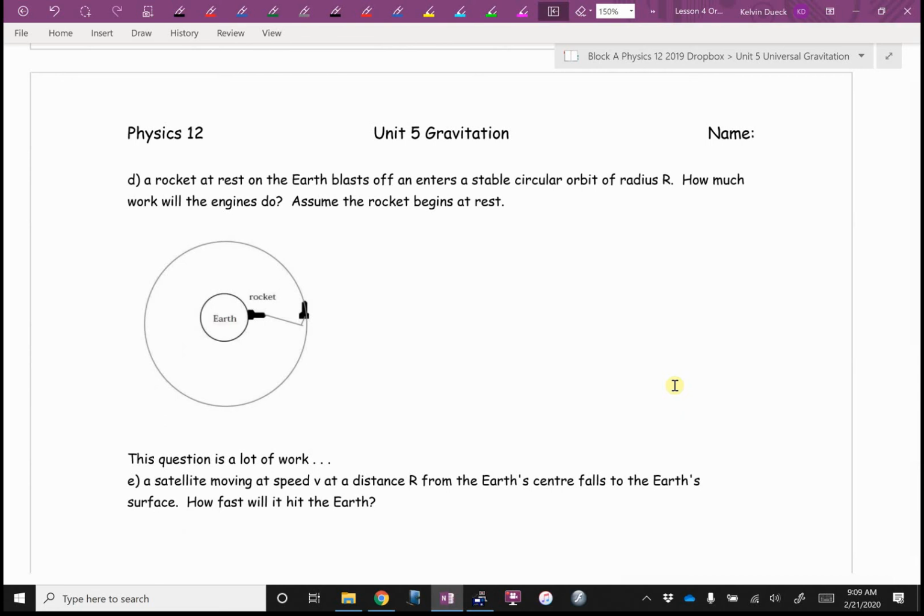Jagger, what does D want me to find? This is not conservation of energy. So how much work, you say? It's going to be work equals change in potential plus change in kinetic. Can I cross out the change in kinetic in this question? Dan, you shook your head. How come? Okay. If I'm in a stable orbit, I can't cross out the change in kinetic. This is the question that we just finished doing. I would find the change in potential carefully. I would find the change in kinetic, and then I would add them together. And I wrote, this question is a lot of work. Okay? That's the dumb joke, but it is true. E.